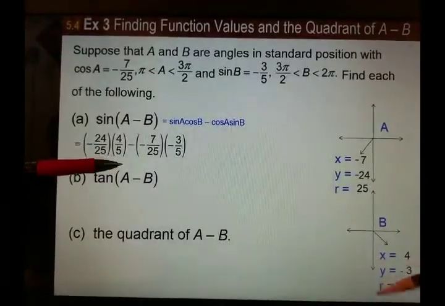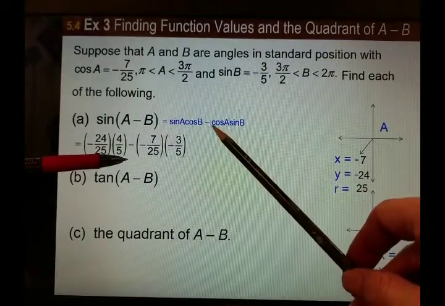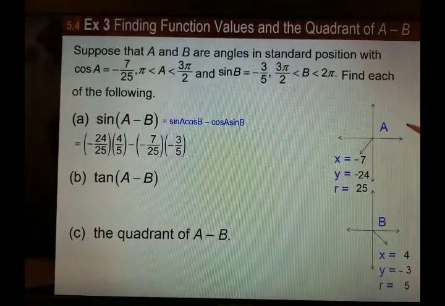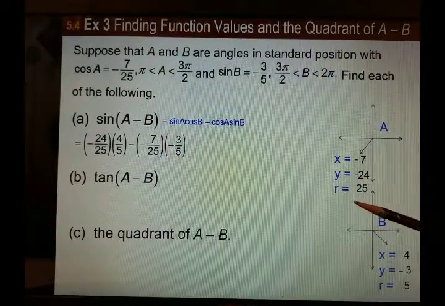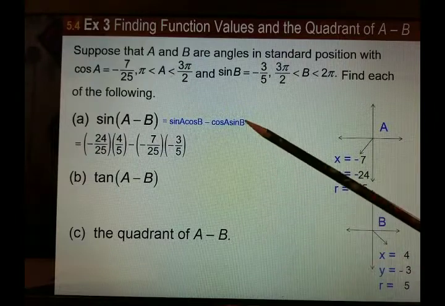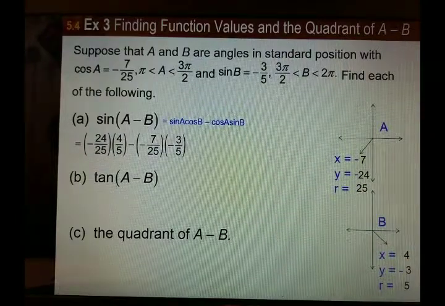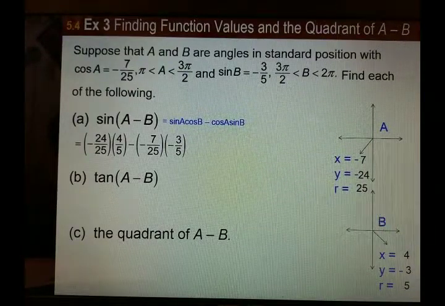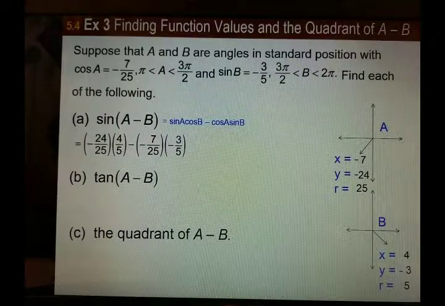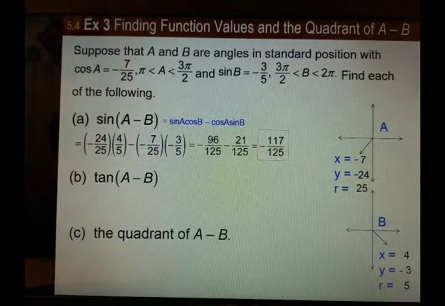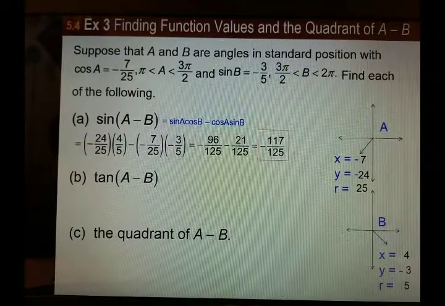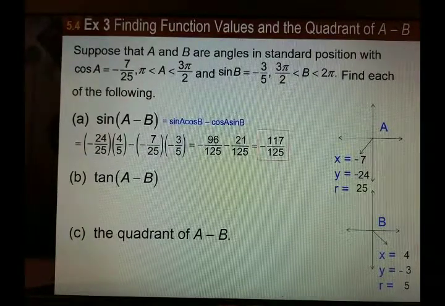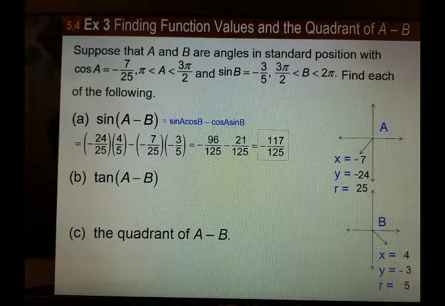The next part was the cosine of angle A. So the cosine of angle A, you go to angle A, the cosine is the x over r, so negative 7/25. Then it said the sine of angle B. The sine of angle B, you go to angle B, the sine is the y over the r, and that's your negative 3/5 there. We go ahead and take care of multiplying our numerators, multiplying our denominators. Notice we have a common denominator of 125. So therefore we can just go ahead and combine our numerators. Negative 96 minus 21 is negative 117, denominator of 125.